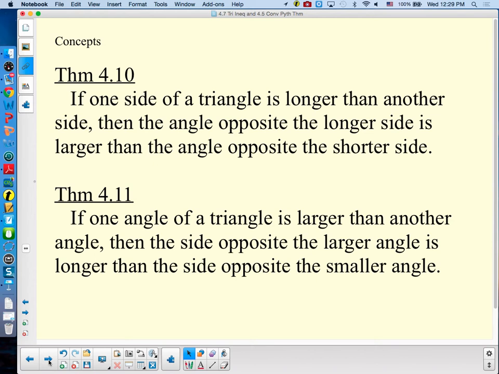The second one starts out with angles. If one angle is larger than the other, then the side opposite the larger angle is longer than the side opposite the smaller angle. We'll be using these theorems to put sides in order from smallest to largest, or angles in order from biggest to smallest, or just say which one's bigger and which one's smaller.